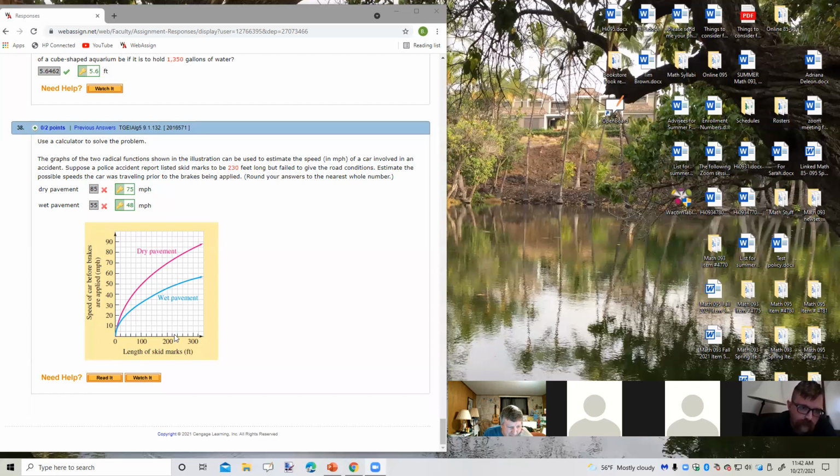Right there, okay? So dry pavement would be about 75, okay? And then wet pavement would be about 47 or 48. And again, since you can keep trying answers, you can try and guesstimate it. But yeah, I'm thinking that there's supposed to be some kind of formula there that we're using, because it says something about rounding to the nearest whole number and using a calculator. And anyway, that's what's going on with that one. So don't panic if you had trouble with that one.